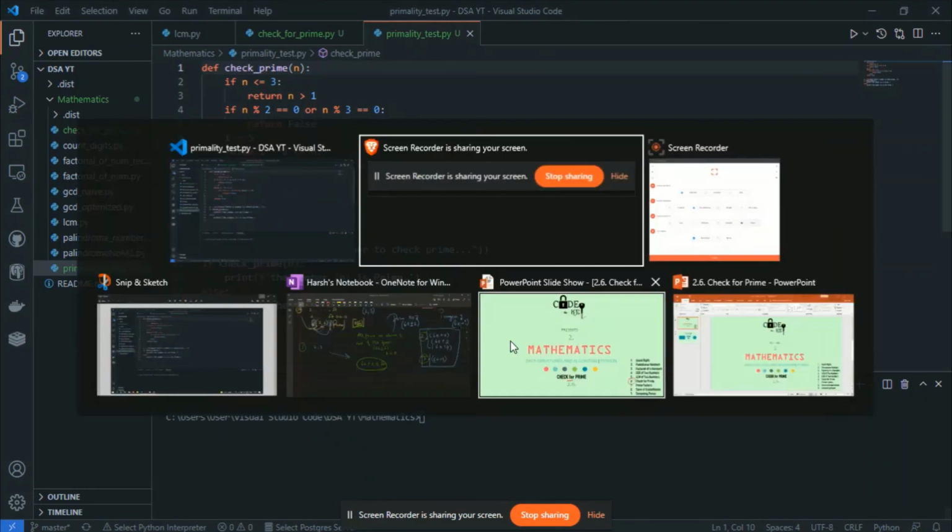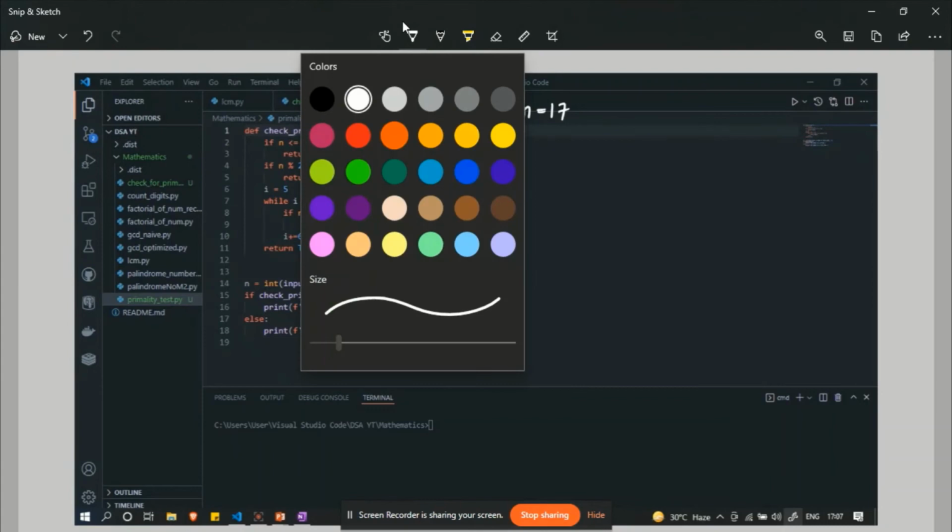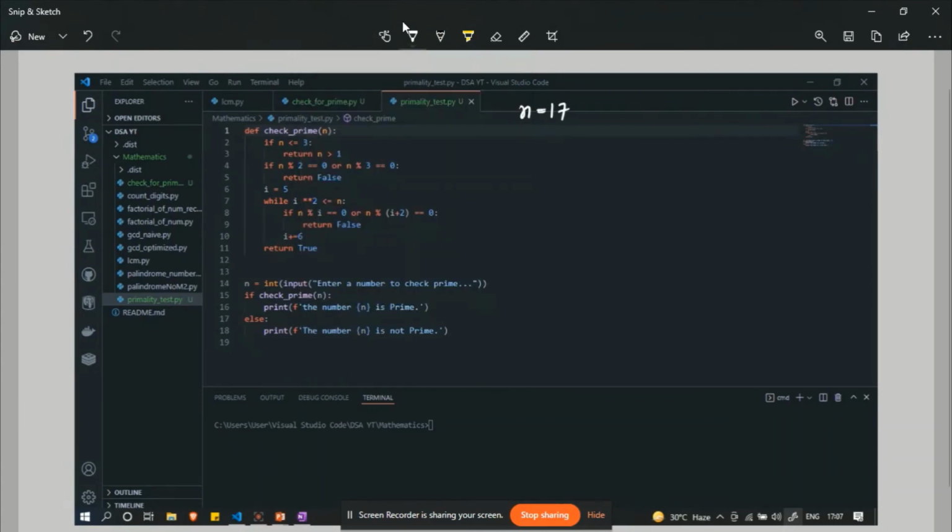Now, before running it, let me explain this, because I haven't explained why I have taken all this. Let us dry run this program for n's value 17. I have taken a screenshot of the program so that it will be easy for me to explain with the help of this. So n is equal to 17.